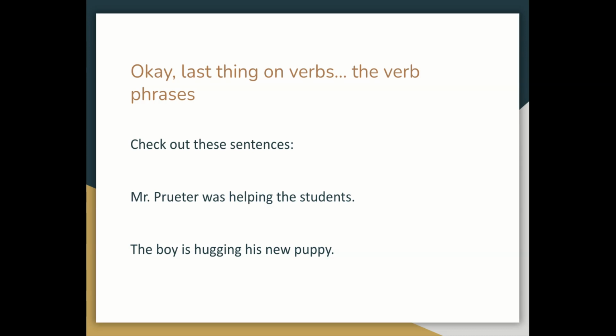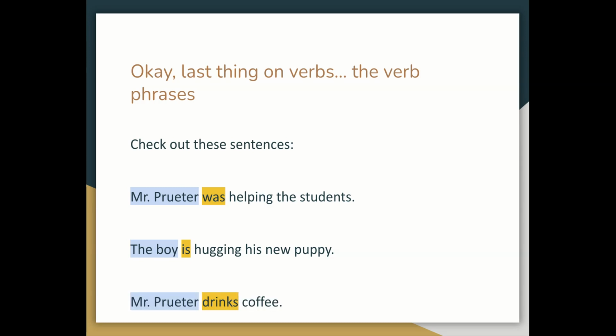To help us understand that, let's check out kind of what we might identify here. We have state of being verbs, right? But we can't actually stop here. Here's why, right? We're able to find our subject, who was helping the students, Mr. Pruder, who is hugging the puppy, the boy. So we're able to find a verb and the subject, so we're still good there.